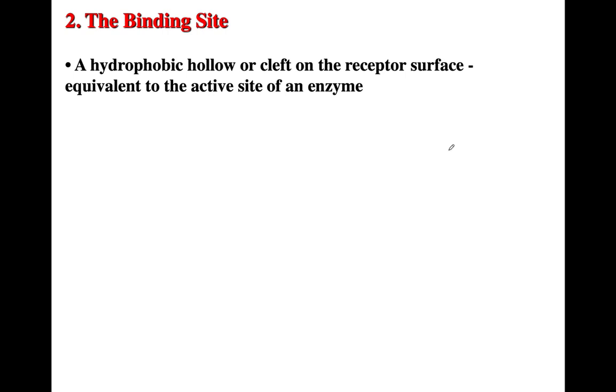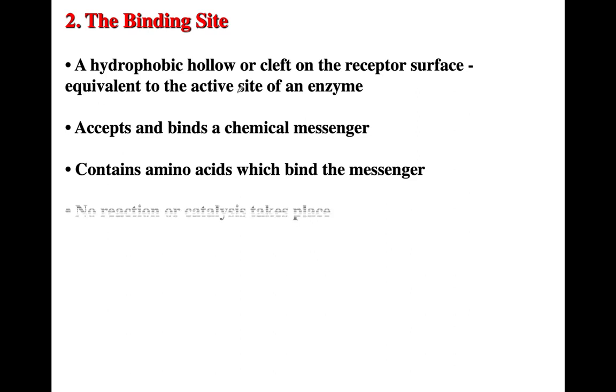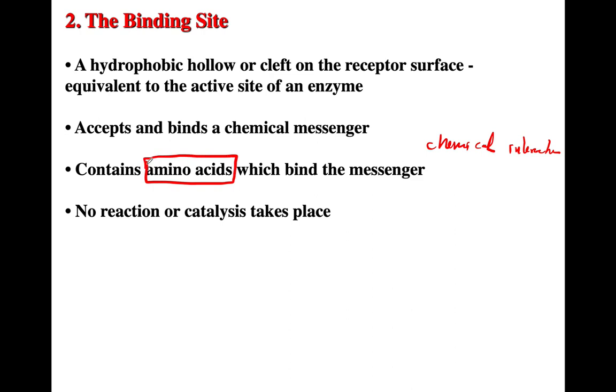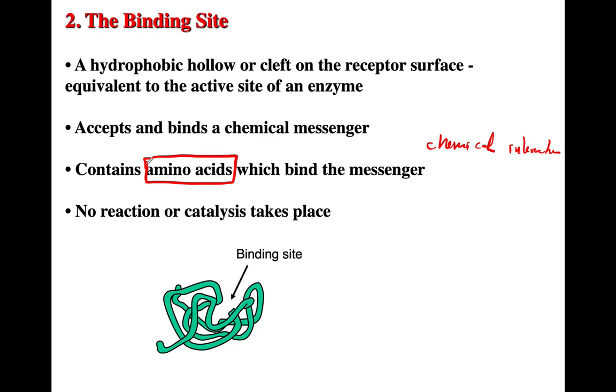Now, focusing a little bit more on the binding site of these receptors, oftentimes they are hydrophobic hollows or clefts on the receptor surface. They're equivalent to the active site of the enzyme, and it is at that place that you are going to have the binding of the chemical messengers. Now, we are talking about chemical receptors here, so there's going to be chemical interactions. Okay, chemical interactions, and the chemical interaction is going to take place through amino acids. So these are the amino acids that are actually going to bind with the messenger. Okay, again, no reaction or catalysis takes place at the binding site. Only the chemical interactions: the hydrogen bonding, the ionic interactions, and hydrophobic types of interactions. As soon as it binds, it causes a conformational change inside of the receptor.